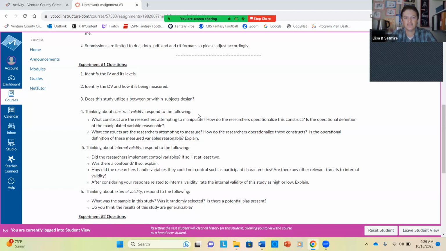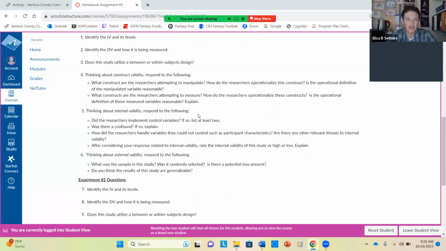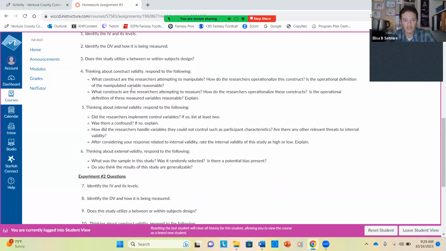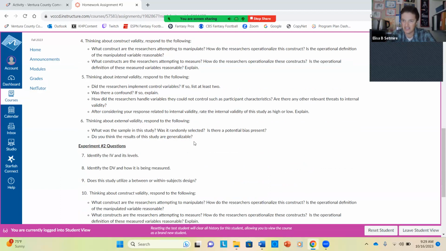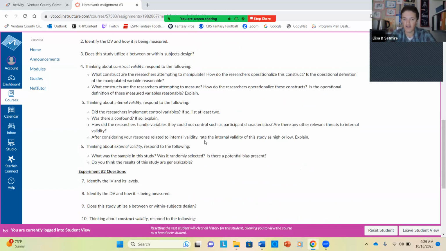What kind of study is this? Is it between or within subjects design? You're going to think about construct validity and respond to these questions, internal validity and respond to these, and external validity and to these. So we're kind of building on everything that we have learned. I'm looking that you can put it all together and take an experiment and analyze these different elements.